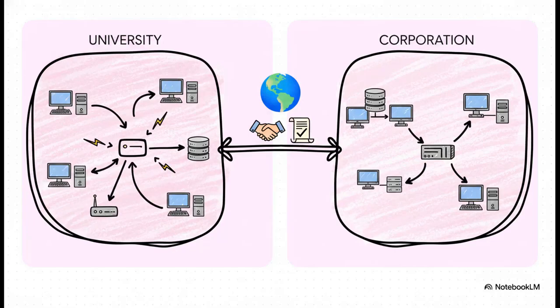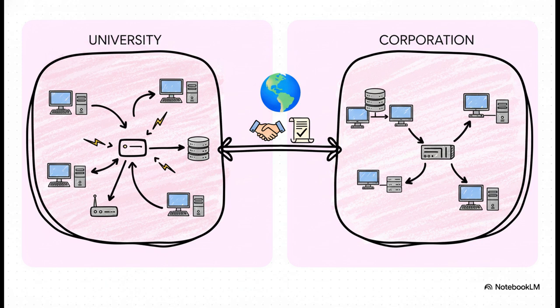Now, these routing languages or protocols basically come in two flavors. When routers are all inside the same network, like all the routers on a university campus, they use an intra-domain protocol, like OSPF. Here, the goal is really simple. Find the absolute fastest, most efficient path to get from point A to point B inside our own network.